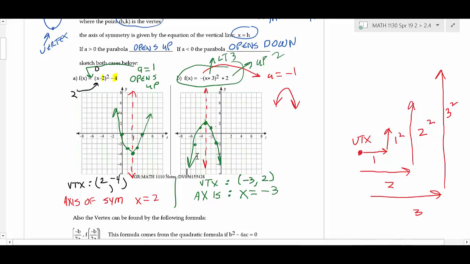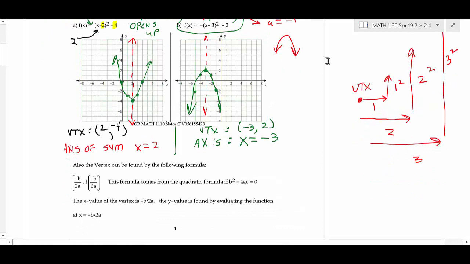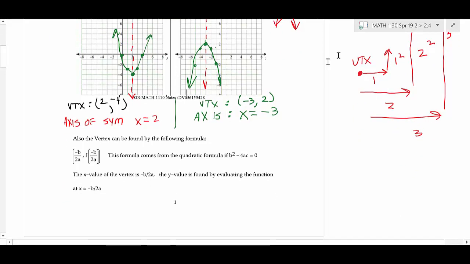Okay. All right. So when it's in the vertex form, the vertex is staring you right in the face. You can tell if it opens up or down. Then you can do that over 1, up 1, over 2, up 4, and so forth like that. To catch on to that, it's easy. Okay? All right. So I'm going to show you something else.